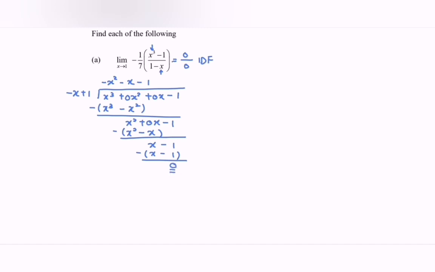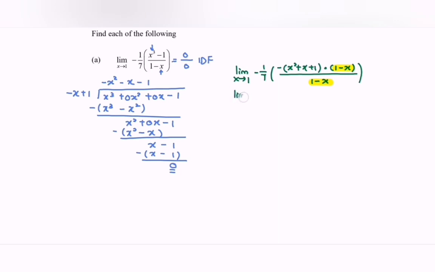So kindly rewrite the situation. Limit when x approaching 1 for the situation negative 1 over 7 bracket. For the x cube, we can simplify the situation. So here we have negative bracket x square plus x plus 1. So when we have the quotient, multiply with the divisor or the factor. So here we have 1 minus x over 1 minus x. So notice that we have the common terms, so we can simplify the situation.